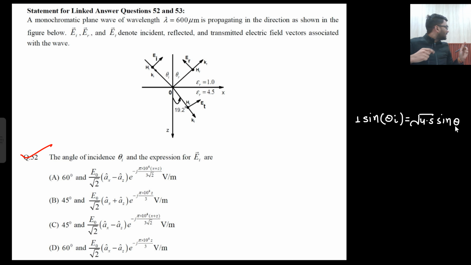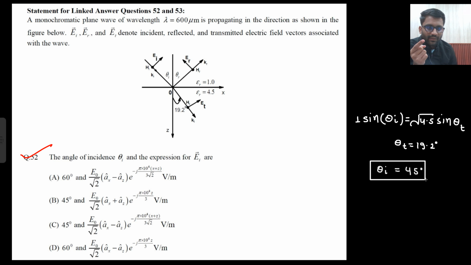So this theta_t is given as 19.2 degrees. It is already given, right? Theta_t is already given as 19.2 degrees. So if you put these values in the equation, you will get theta_i equal to 45 degrees. Okay. So theta_i is 45 degrees. So this angle is 45 degrees only, right? This angle is 45 degrees.